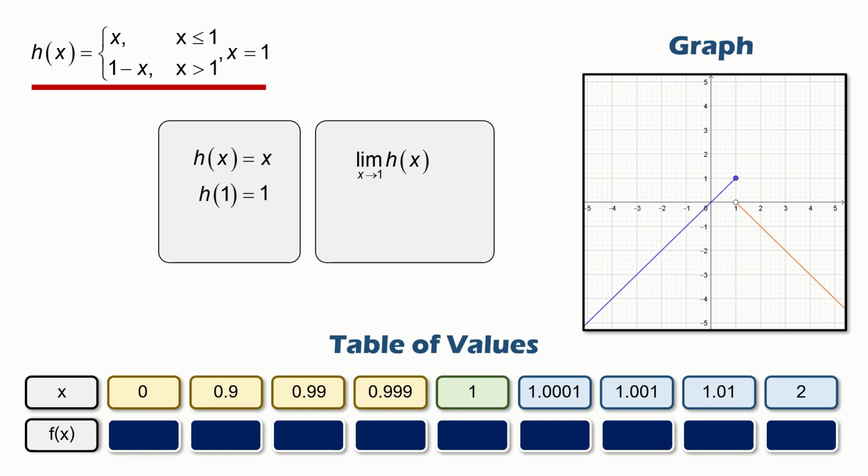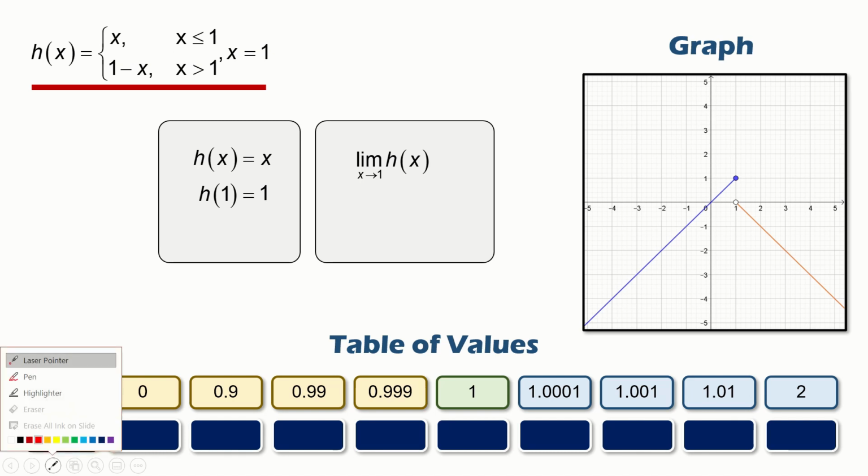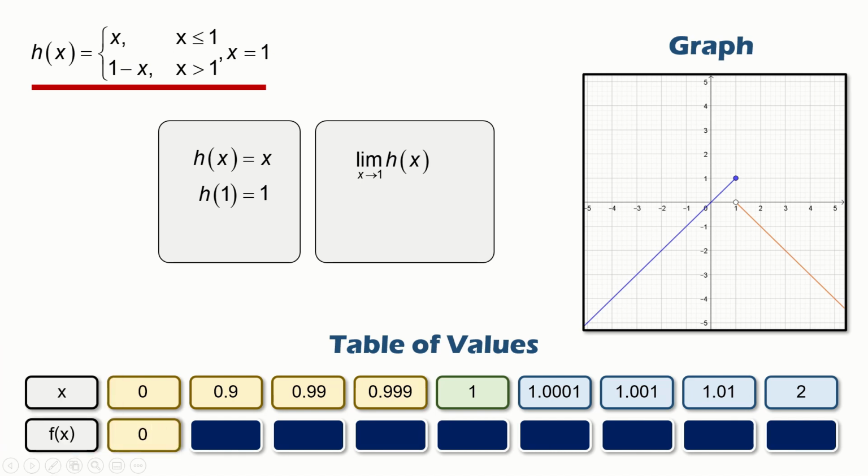Since the values from the left side are similar to the condition of less than 1, the first function, which is h of x equals x, satisfies the domain constraint. Thus, use this function. When x is 0, the function is 0. When x is 0.9, the function is 0.9. When x is 0.99, the function is 0.99. When x is 0.999, the function is 0.999.